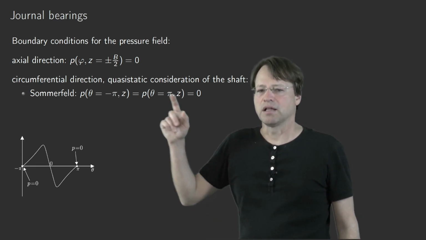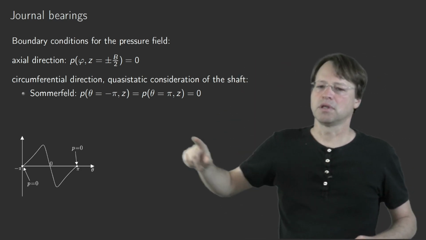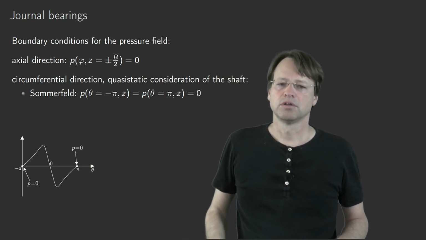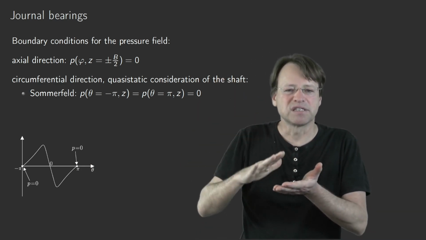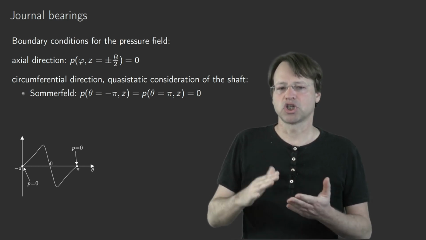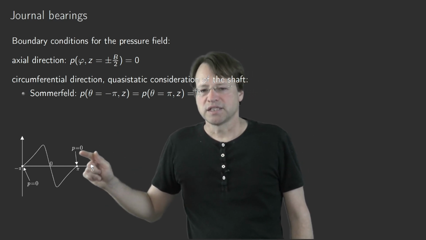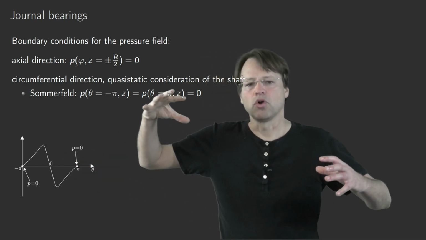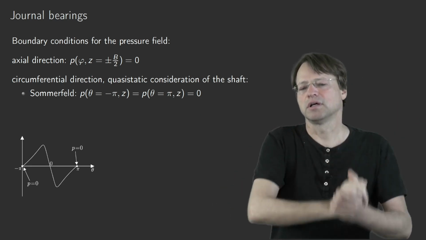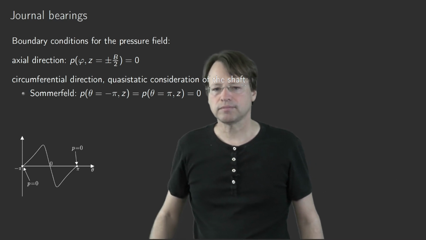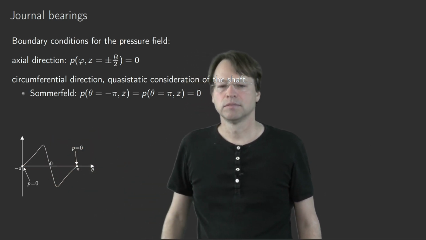Now we move to the circumferential direction and a quasi-static consideration of the shaft, so the shaft sits there. And we measure the angle theta here. So we start at the point, so theta equal to 0 points to the situation, to the circumferential angle phi, where the gap is the smallest between the shaft and the bearing housing. It's exactly the point where you change from a convergent lubrication gap to a divergent lubrication gap. In the convergent gap, you will have the pressure here.